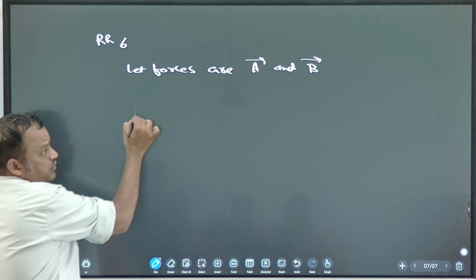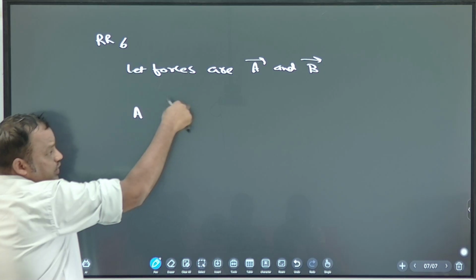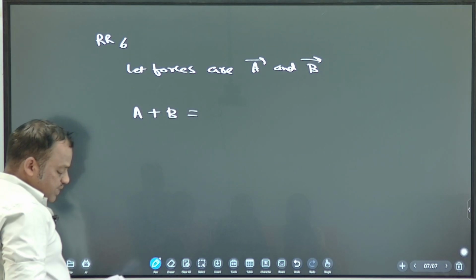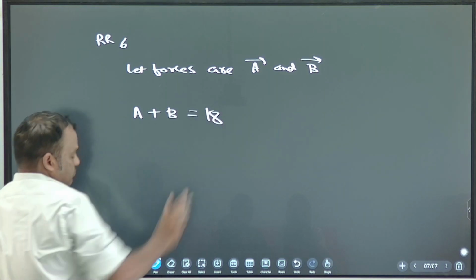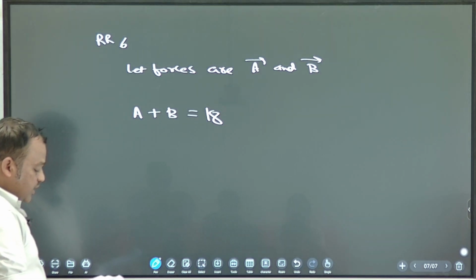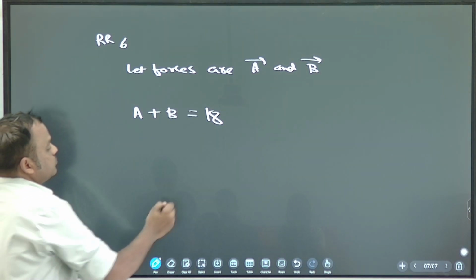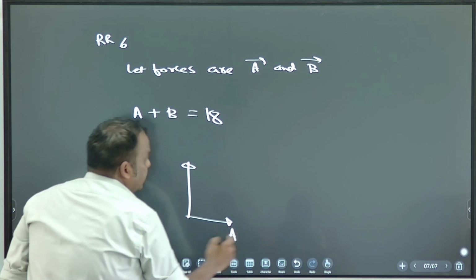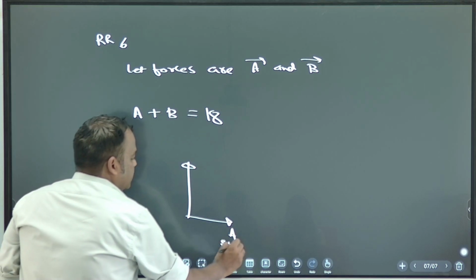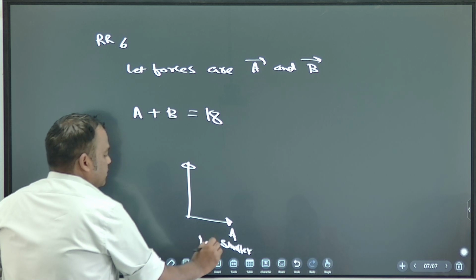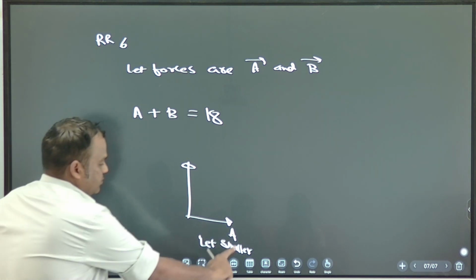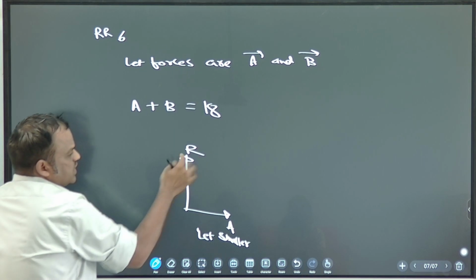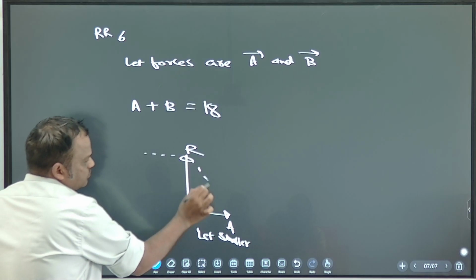So what are the magnitudes? Magnitude of A. What is magnitude of B? B. So A plus B. Now A plus B is given as 18. Their resultant is perpendicular to the smaller. So suppose this is the resultant and this is the smaller. Let A be smaller. I'm assuming A is smaller. So this is the resultant. Complete the parallelogram.